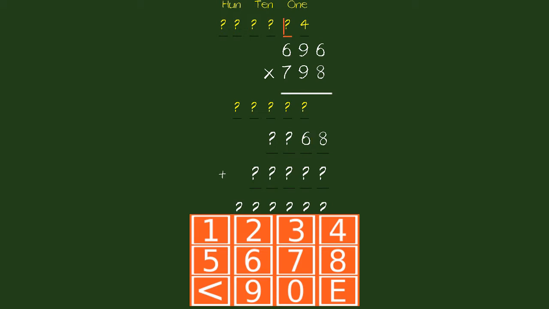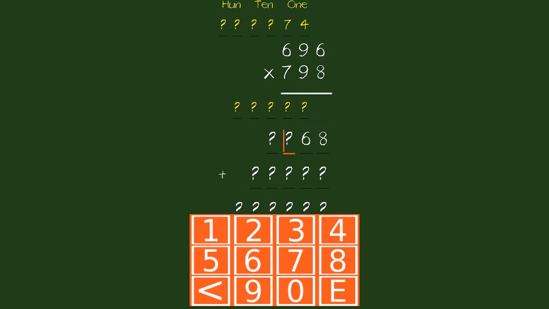Now touch the question mark in the ones carry location and then the 7 on the keyboard to put a 7 in the carry location. Now we can multiply the 6 times 8. 6 times 8 equals 48, and we need to add the 7 in the carry location to the 48. 48 plus 7 equals 55.